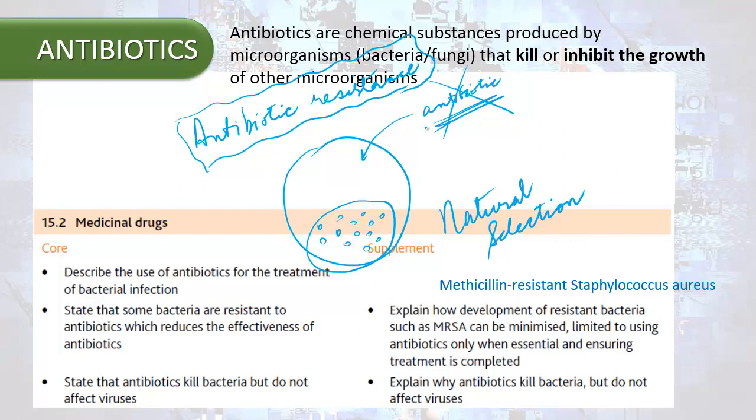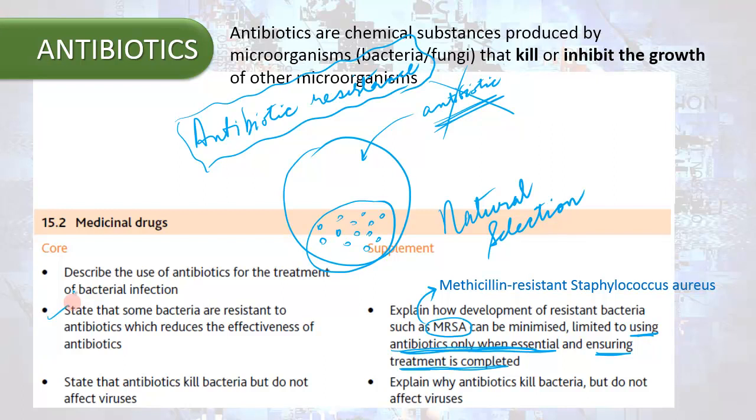And one such example of resistant bacteria that is common today is something called MRSA. MRSA, the full form of it, I've put it up here for you, methicillin resistant Staphylococcus aureus. But I suppose MRSA is simpler and accepted in our boards also. As this states, we need to be able to explain how development of resistant bacteria such as MRSA can be minimized, limited to using antibiotics only when essential. Remember the two habits we spoke about, not randomly picking them off the shelf or taking them from the medical store and taking them at any time, but only when essential. And secondly, ensuring that the course is completed, the treatment is completed. These two steps will ensure that these resistant bacteria are not formed.